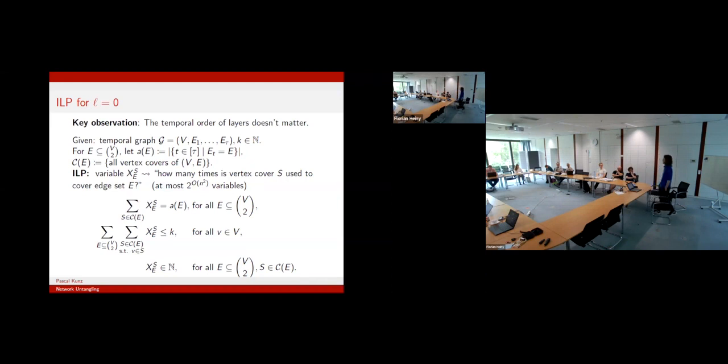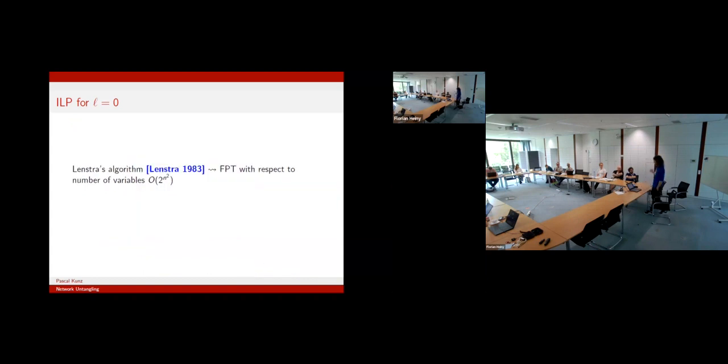So this is an ILP we can use to describe the special case for L equals zero. And the reason why it's correct is just because I don't care about the order of the layers. Okay, so that's my ILP. So how does this help me? Well, there's a classical result that says that we can solve ILPs in FPT time with respect to the number of variables. Obviously, the number of variables in this ILP only depends on n, the parameter.